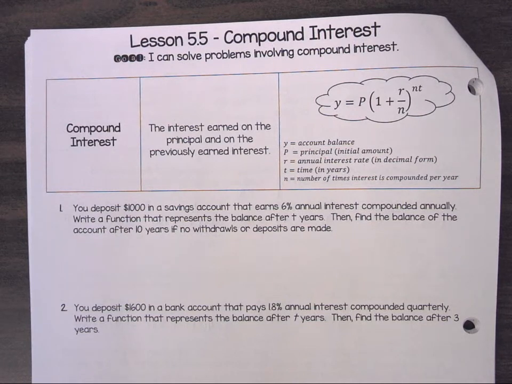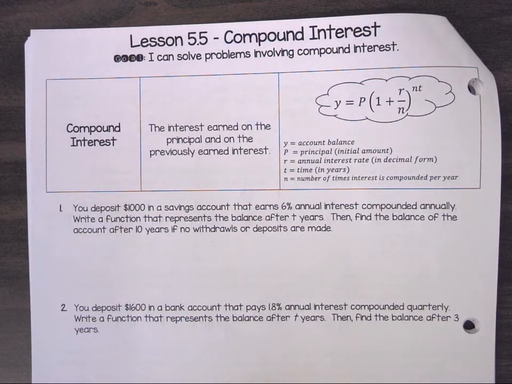If interest still doesn't quite make sense to you, that's okay. We're just going to look at the formula and how you would plug things into it. Compound interest, by definition, is the interest earned on the principal, meaning the amount in your account, and on the previously earned interest. If we look over here to the right in this box, up in that little cloud, it shows our formula. It says y equals p times (1 plus r over n) to the nt power. And we're going to talk about what that means.